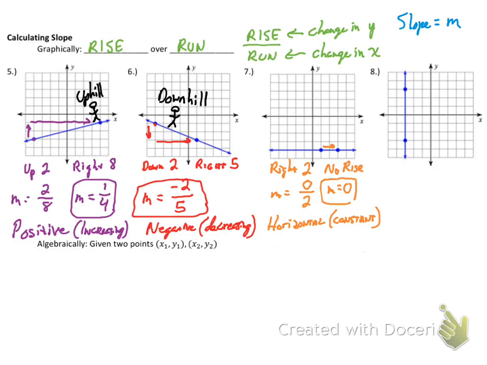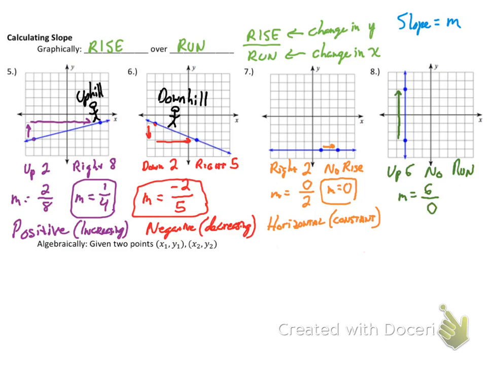So in the next one, you'll notice you are going up 1, 2, 3, 4, 5, 6. You're going up 6, but you have no run this time. You're not going to the left or to the right at all. So you're going up 6. You have a rise of 6, but you have no run.